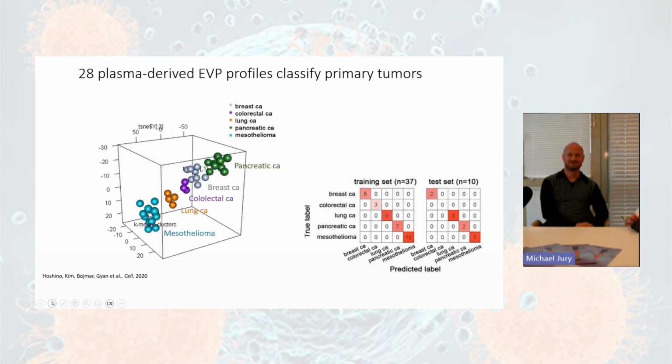So I won't go into any details. I will just say that the message from this was that just by using the EVs in plasma from patients, we could distinguish profiles that separate different cancer types, so to say. So an indication that this could actually be used as a liquid biomarker, as we call it.